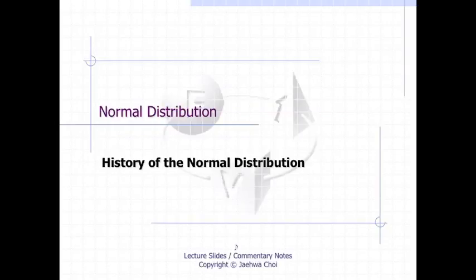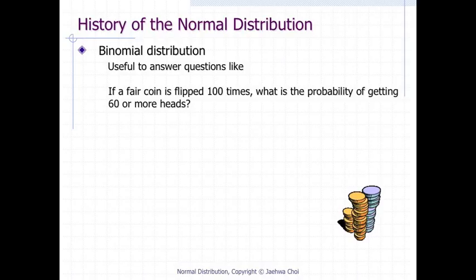History of the normal distribution. In the chapter on probability, we saw that the binomial distribution could be used to solve problems such as, if a fair coin is flipped 100 times, what is the probability of getting 60 or more heads?